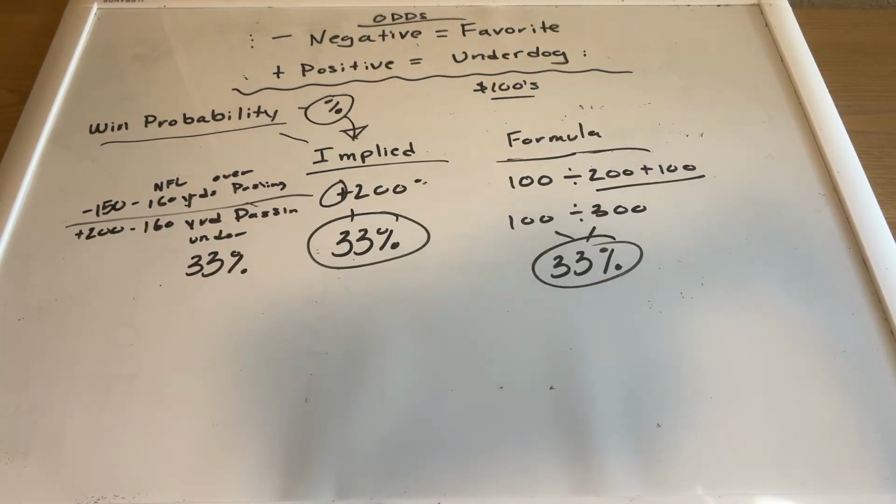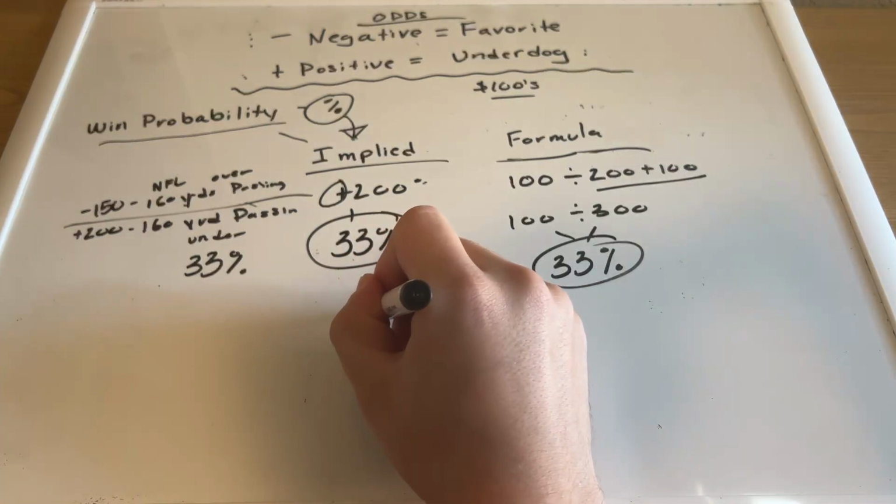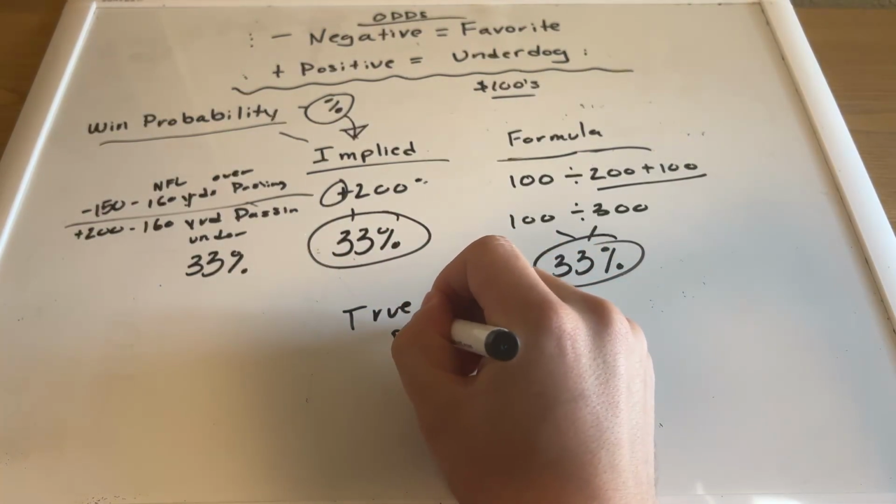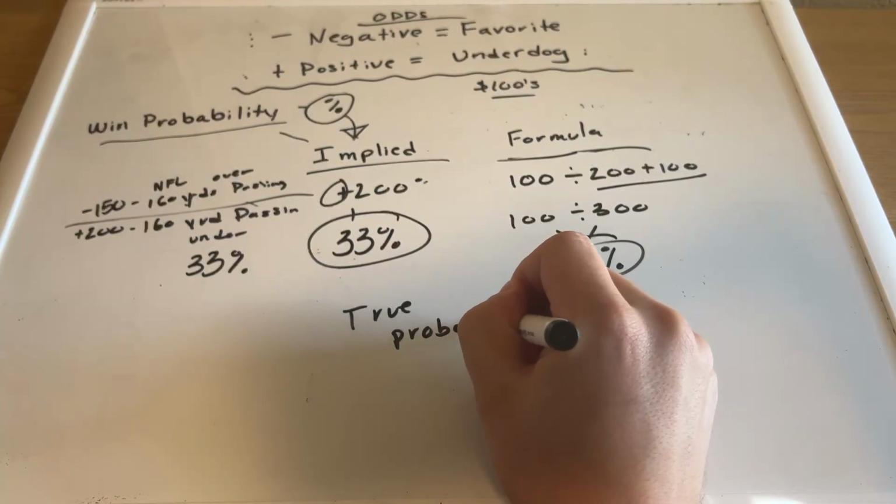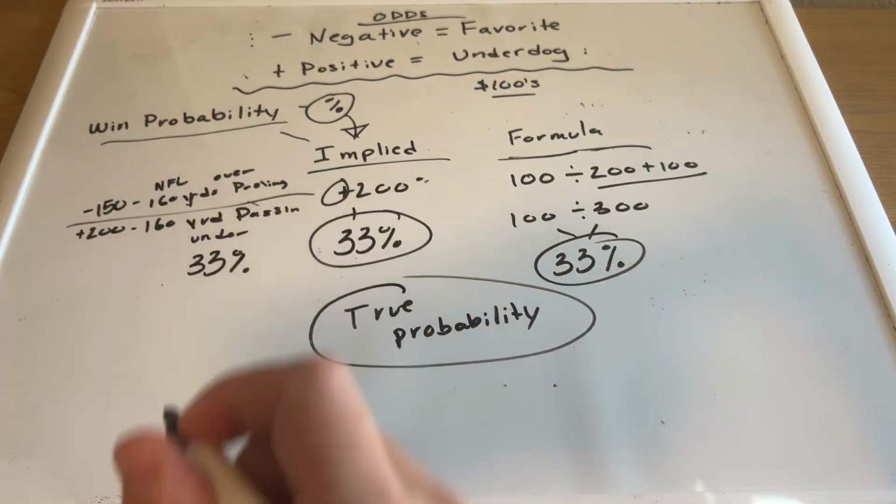Next video, I'm going to show you guys how to find the hold. Every sportsbook has a hold. It could be 4, 5, 6, 7, 8% that they're holding, which means it's going to take away from finding your true balance of understanding your true probability. But that'll be on the next video.